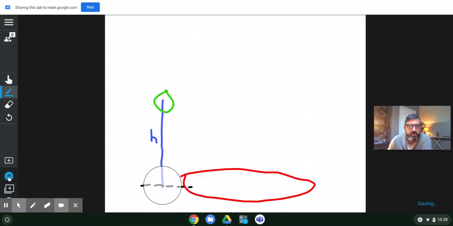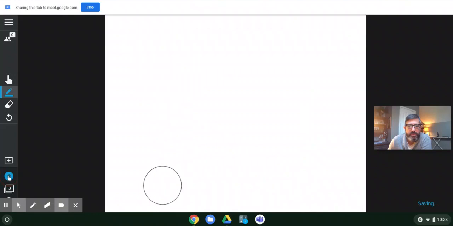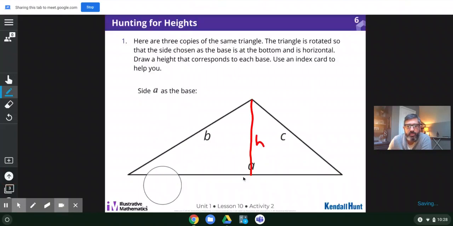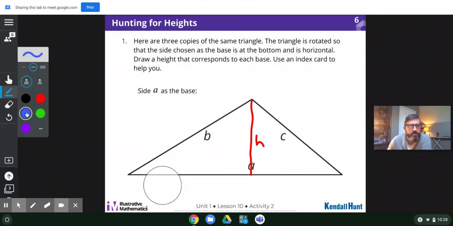So let's look at those again. In this example, we're using our base A here at the bottom. And then we're drawing our perpendicular line to the opposite corner, or the opposite vertex. So this one we can draw inside the triangle.